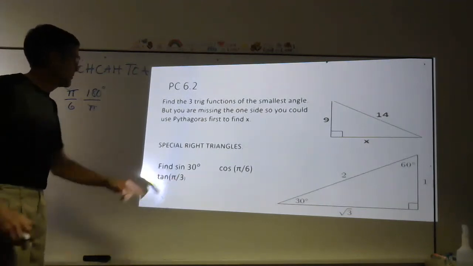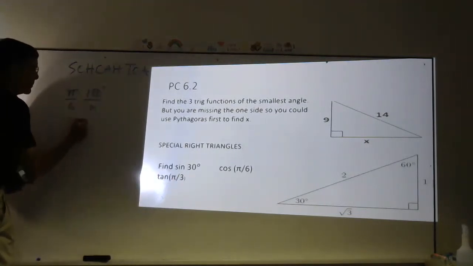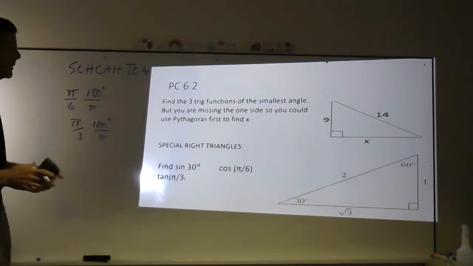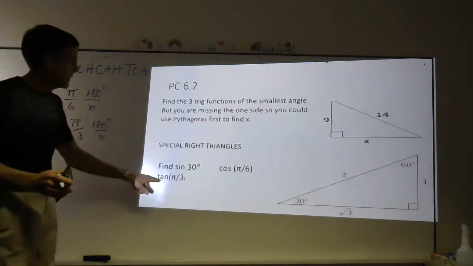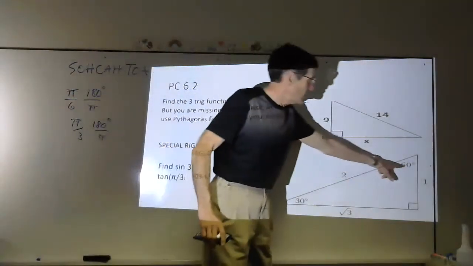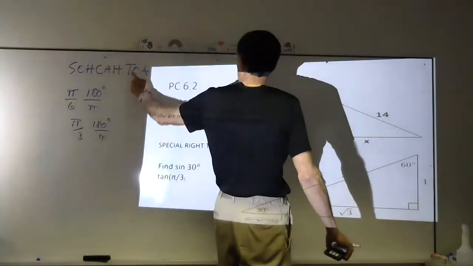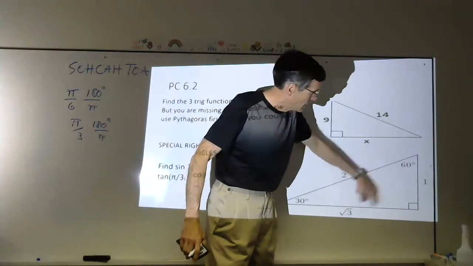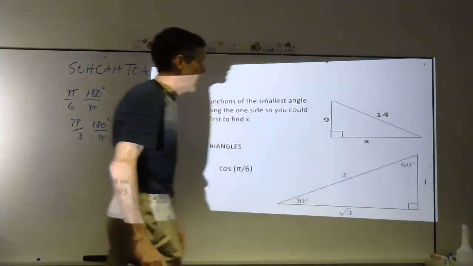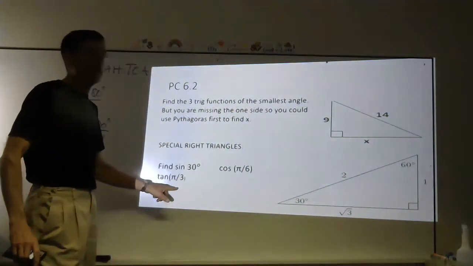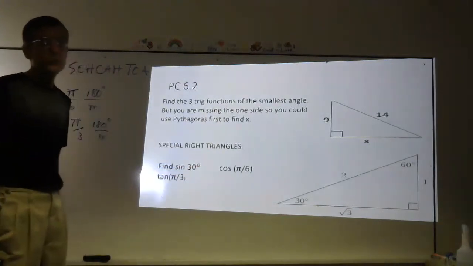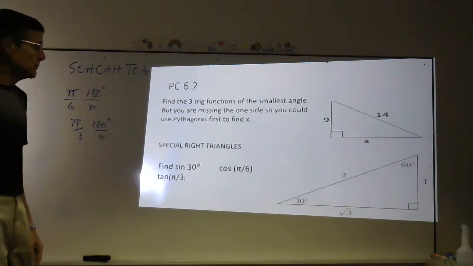Tangent of pi over 3. How about pi over 3? Once again, change it to degrees, and I get 3 into 180 is 60. So I want the tangent of 60 degrees. Tangent is opposite over adjacent. So the opposite side of 60 is √3 over the adjacent 1. Tangent of pi over 3 is the same as tangent of 60, is √3 over 1, or just √3.